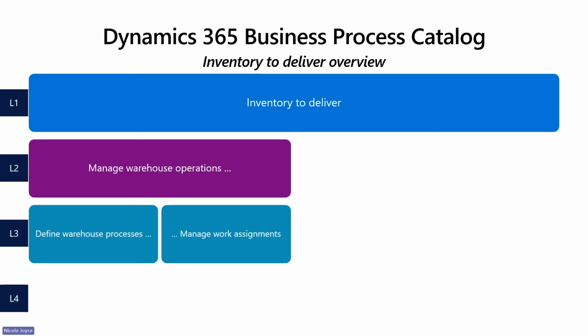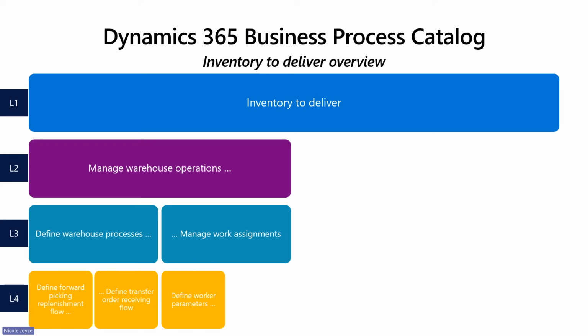product that is applicable. So some examples, if we look at the define warehouse processes business process, the level 4 scenarios may be define forward picking replenishment flows or define transfer order receiving flows. Similarly, if we're looking at the manage work assignments process, we could be defining worker parameters or assigning picking work to worker pools. Those are specific scenarios or patterns of that process within Dynamics 365.